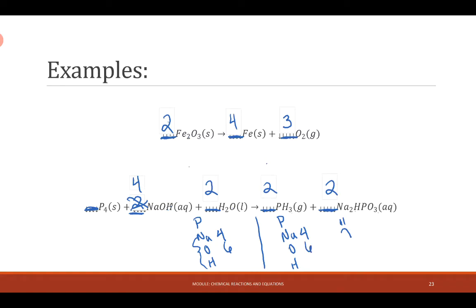Now I got 4 hydrogens and 8 hydrogens. 4 plus 4 is 8. There we go. And that's 6 plus 2 more, and so that's 8. And so now I got 2 times 1, and so that's 2 plus 2, that's 4 phosphoruses, and that's 4 phosphoruses. So I'm balanced now.